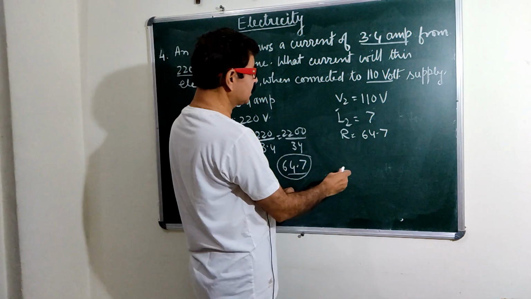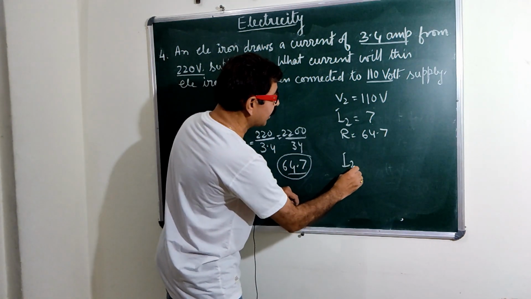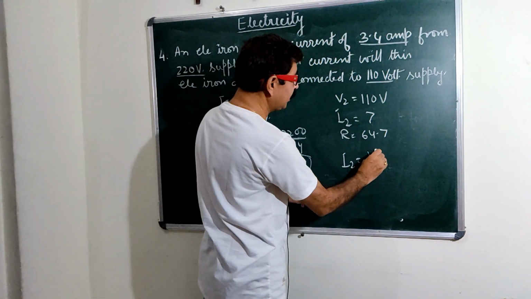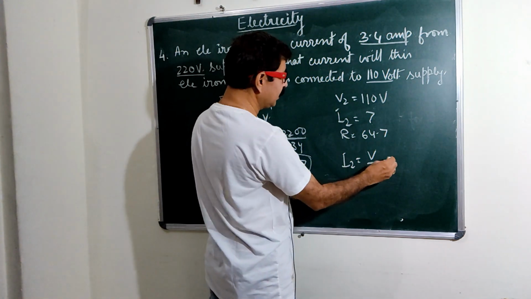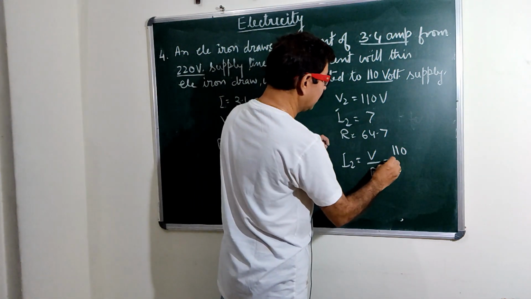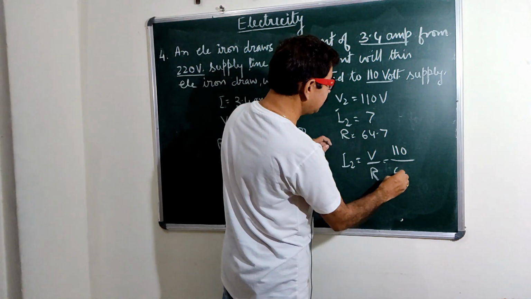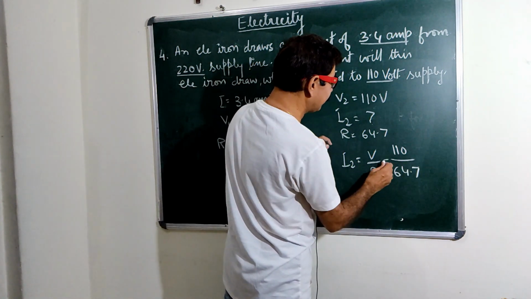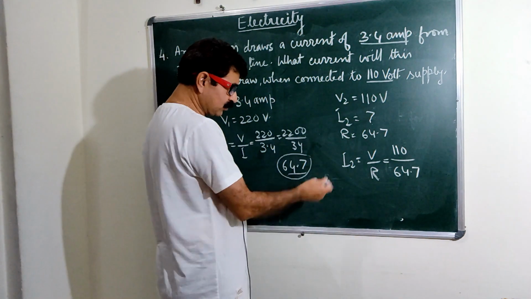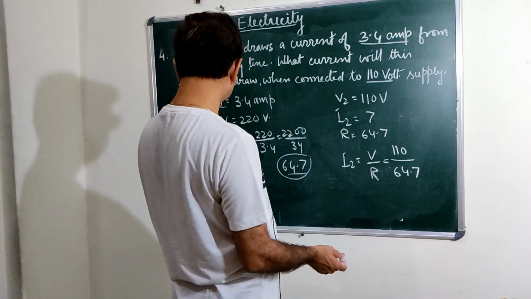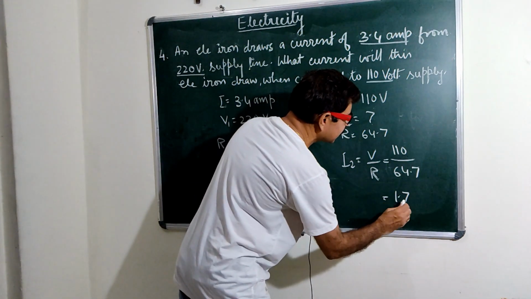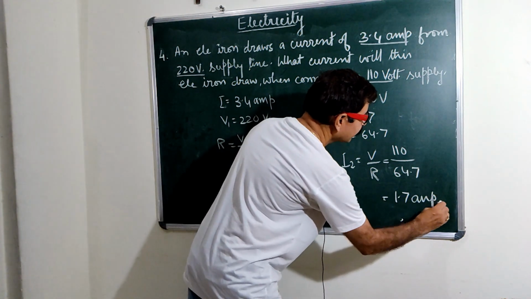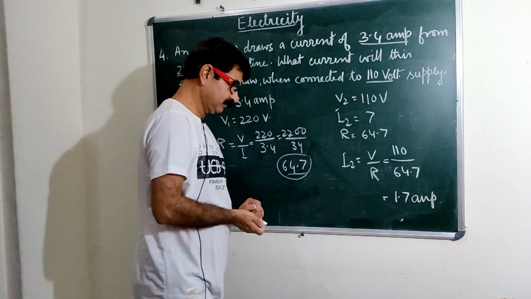64.7 और this is I2 find करेंगे. That is I2 is equals to again V upon R. V upon R, or V is 110 and this is 64.7. Solve करोगे तो its value will come 1.7 ampere. When you solve this you will have the answer.